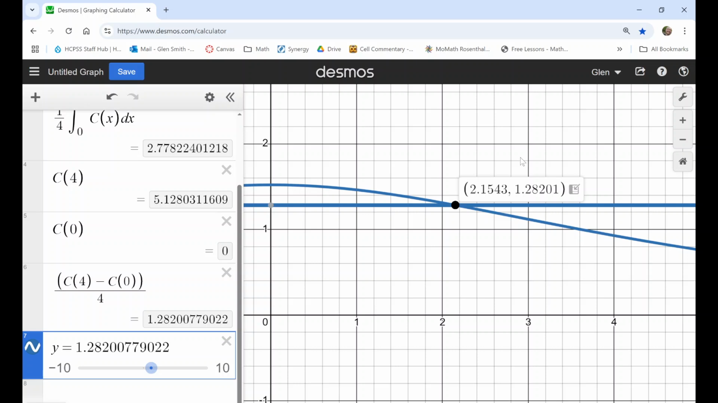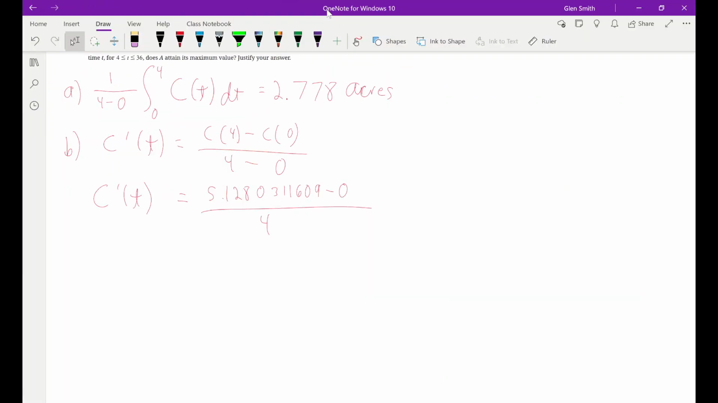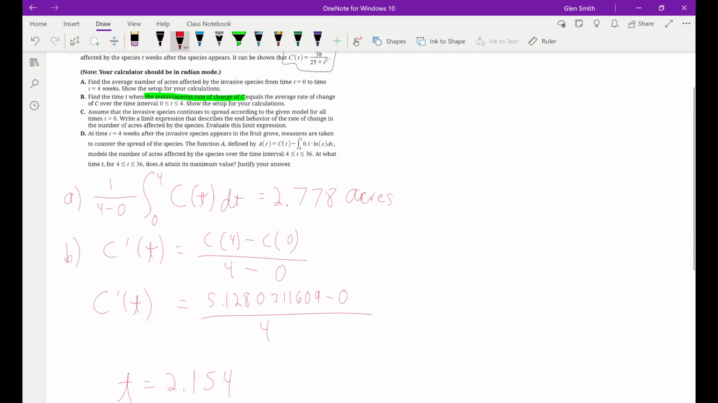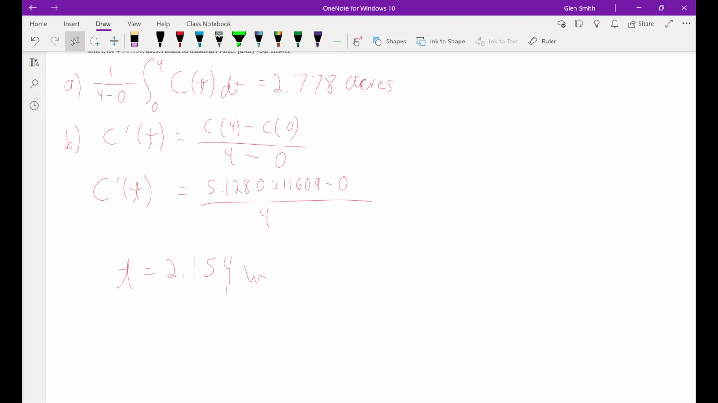So we're going to write T equals 2.154. And we want to put some units on there. And we're measuring T in weeks. So we're going to say weeks.